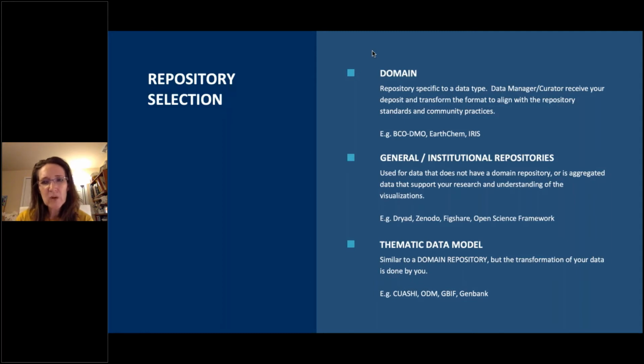And then the second category here is general or institutional repositories, which are not as likely to have support for the researcher, though some do. They're very good especially when your synthesized or aggregated or processed data isn't able to be taken by a domain repository. Some do take it. This will most likely be where you would place that data. Some examples there include Dryad, Zenodo, Figshare, and Open Science Framework.